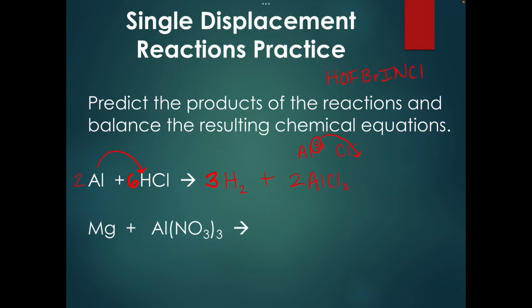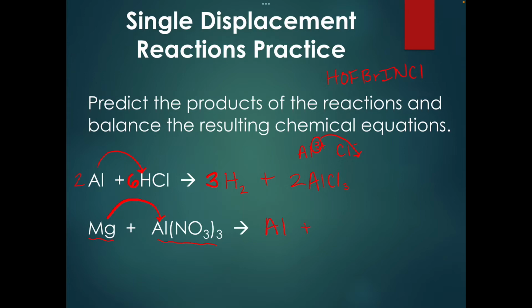Now, let's try this one. So this is magnesium plus aluminum nitrate. So again, we'll recognize this as a single displacement reaction because this is an element reacting with a compound. This element is a metal and therefore it's going to switch out with the other metal. So that means aluminum will end up by itself. You'll notice that aluminum is not a member of Hofbrinkel, so it does not need a 2 after it.